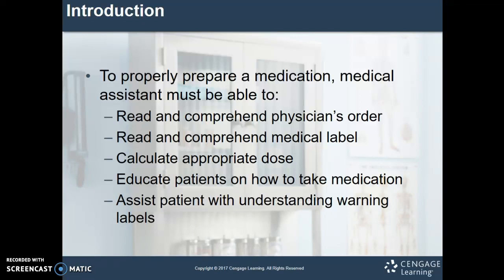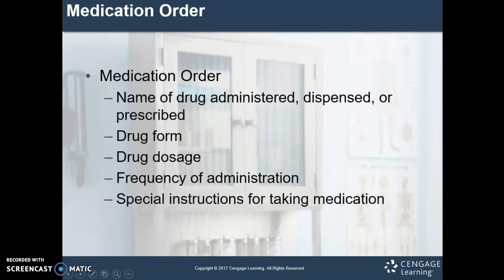The physician is usually the healthcare team member responsible for creating medications. However, oftentimes the administration or explaining to a patient does fall down to the people such as nurses, medical assistants, pharmacists, etc. So a medication order is basically something that's written by the physician, whether it's computerized or actually on a piece of paper like an order sheet, and it should have the name of the drug administered, dispensed, or prescribed, the drug form, drug dosage, frequency of administration, and any special instructions for taking the medication.